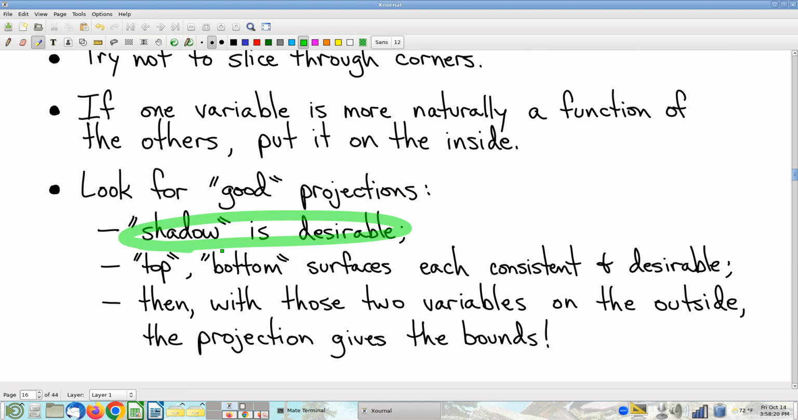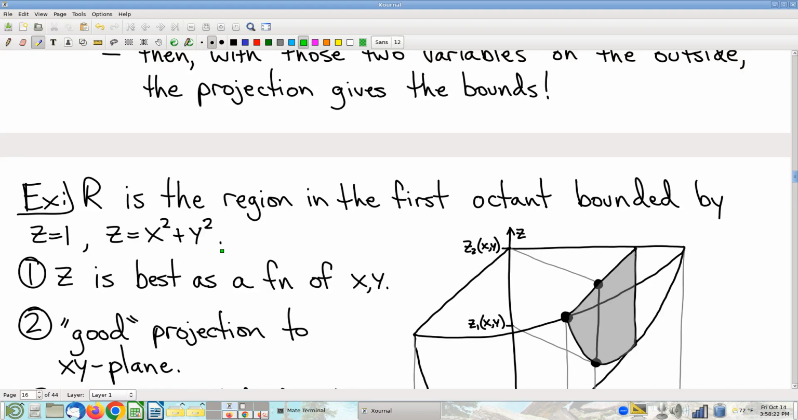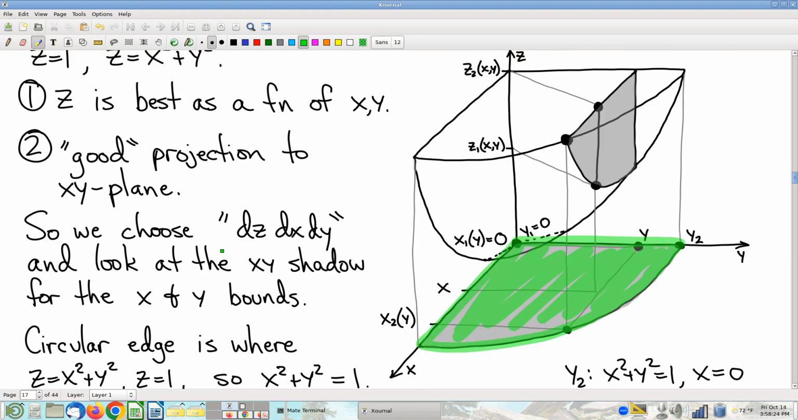The shadow is nice. There's nothing particularly wrong with this shadow. Okay, sure, it's got a curved edge over here. What are you going to do? There's clearly curves. Whichever way you project it, you're going to have a curve. Not that bad. So it's kind of okay. All right.